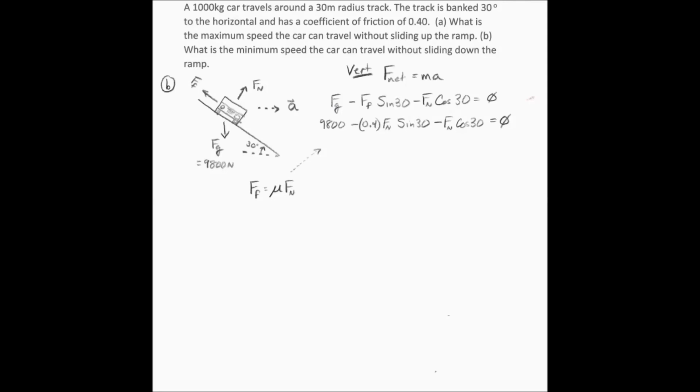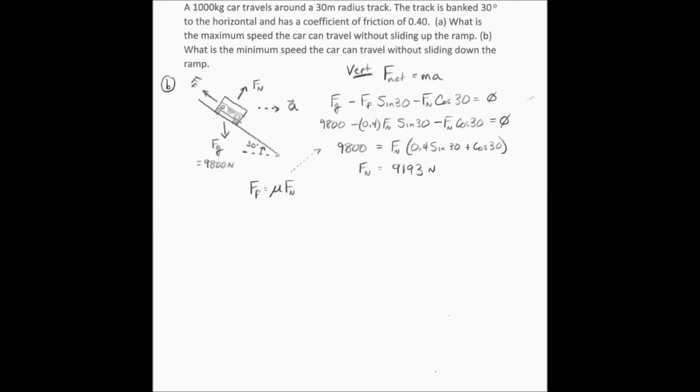In the vertical direction, because again our acceleration is still horizontal, we're going to stick with our vertical direction. Fnet equals ma: gravity force minus the friction force component, because again it's up instead of down, so now this becomes negative. This is really the difference between this question and the previous one, the direction of this friction force. Minus Fn cos 30 equals 0, zero vertical acceleration. When we sub in our numbers, we solve for the normal force of 9,193 newtons.